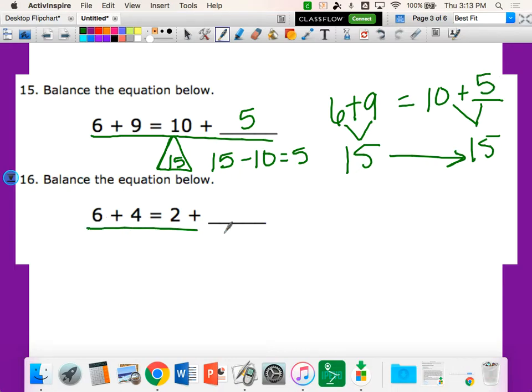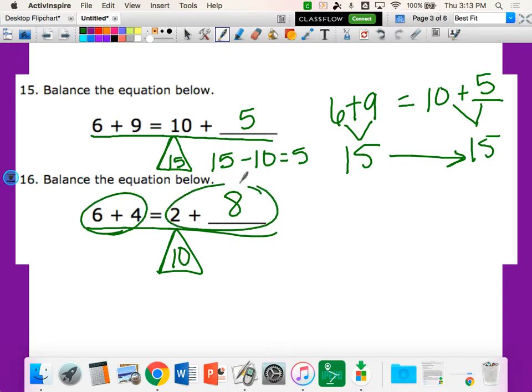So to model this one again, 6 plus 4 is equal to 10. 2 plus 8 would also equal 10, just making sure that this side has the same value as this side.